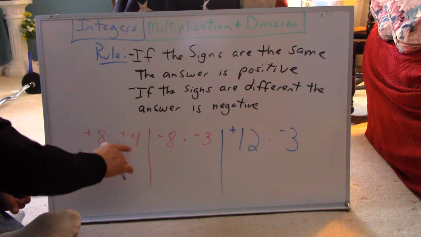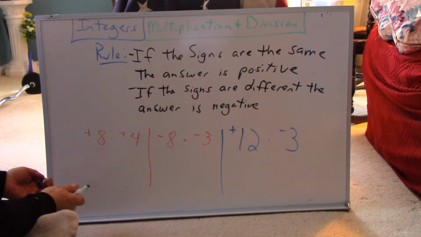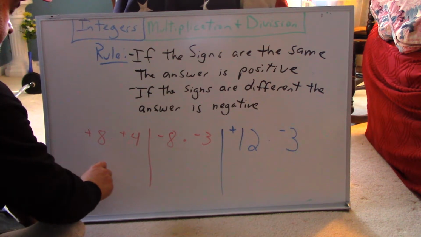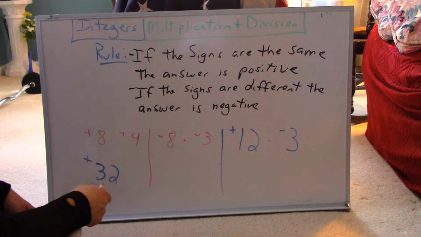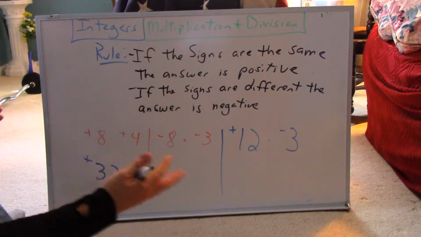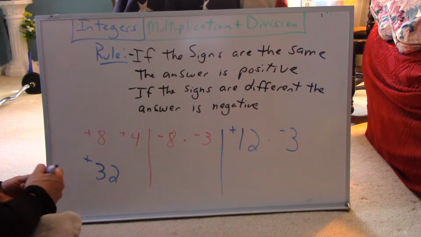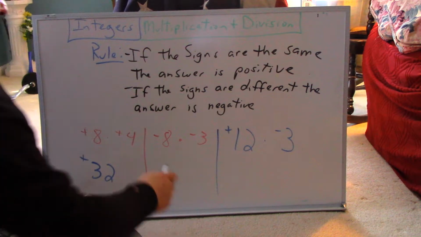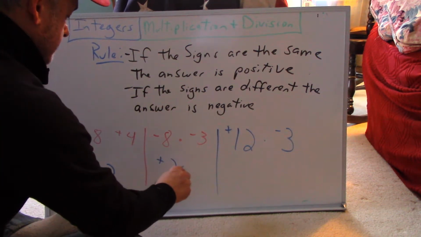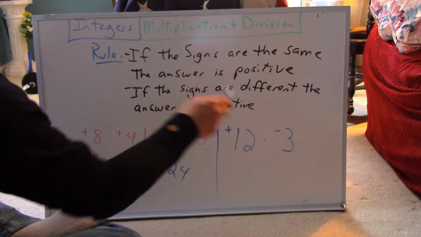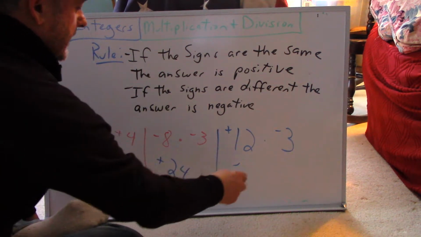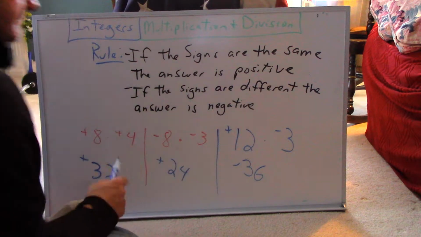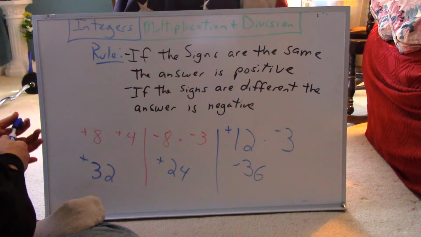Here we have a positive 8 and a positive 4. 8 times 4 is 32, positive 32. Next, negative 8 and negative 3. They're both negative, so we just get a positive answer, 24. Positive 12 times negative 3. They're different, so we get a negative answer. It's negative 36. It's super duper easy.